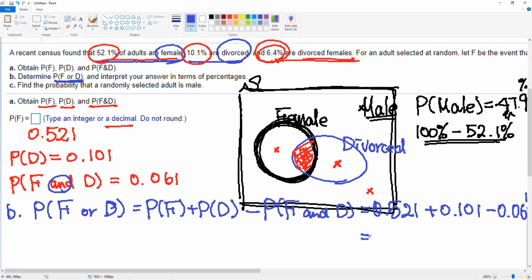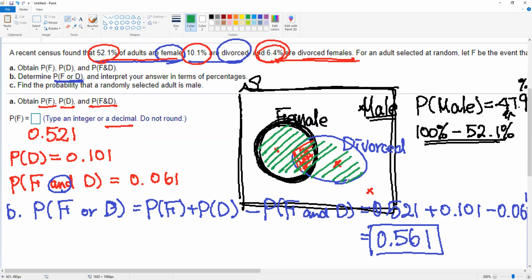The answer will be 0.561. That will be the probability of female or divorced. It's not only divorced female, but also not divorced female, divorced male. Right? Yeah. So that is the probability, F or D.